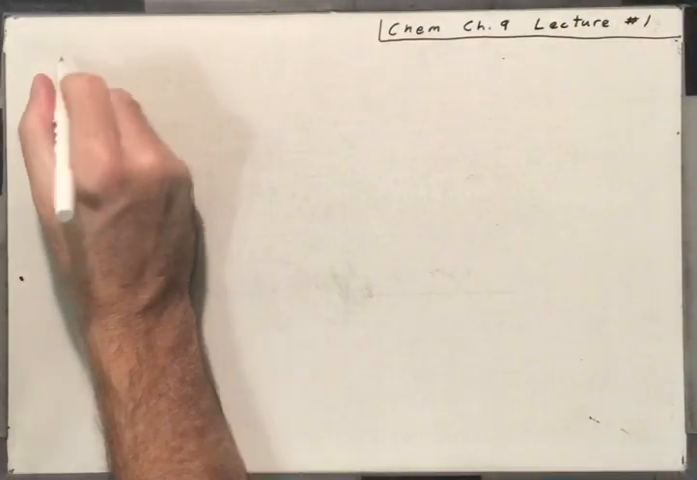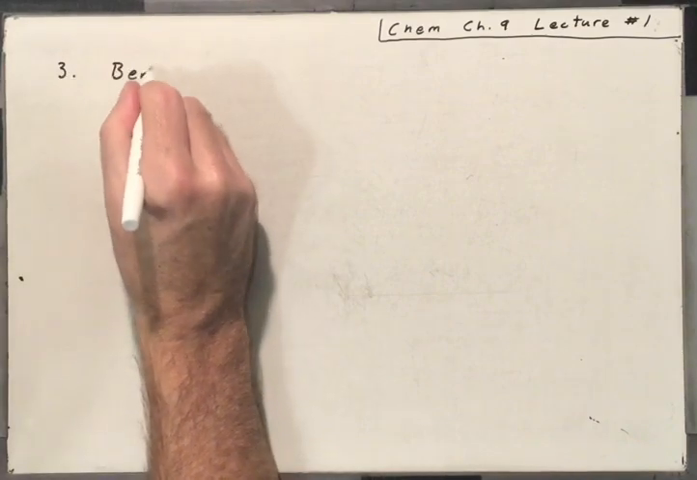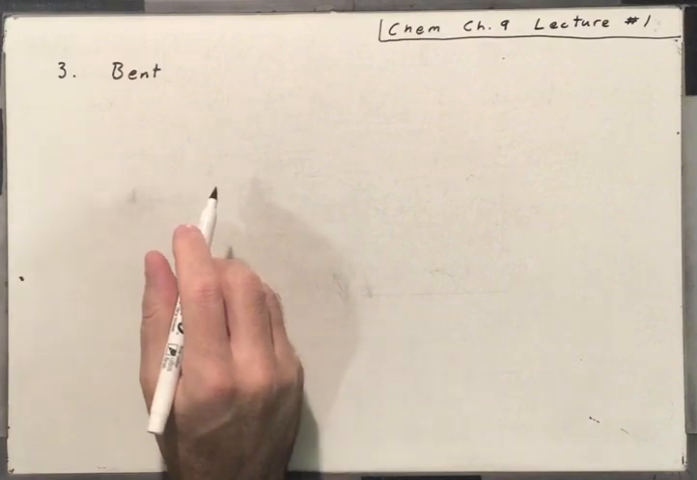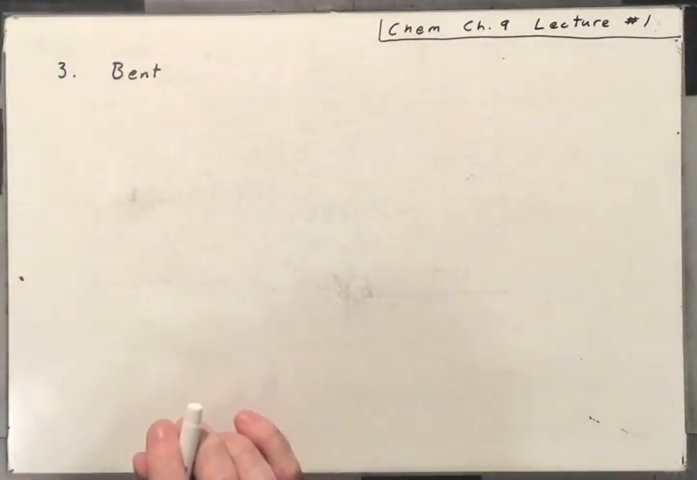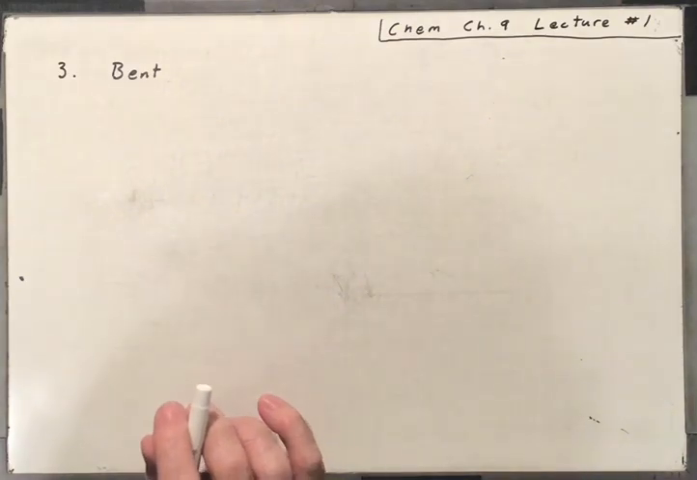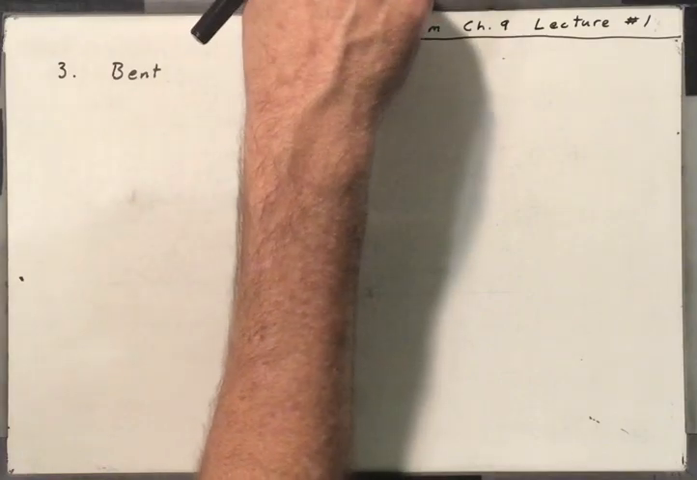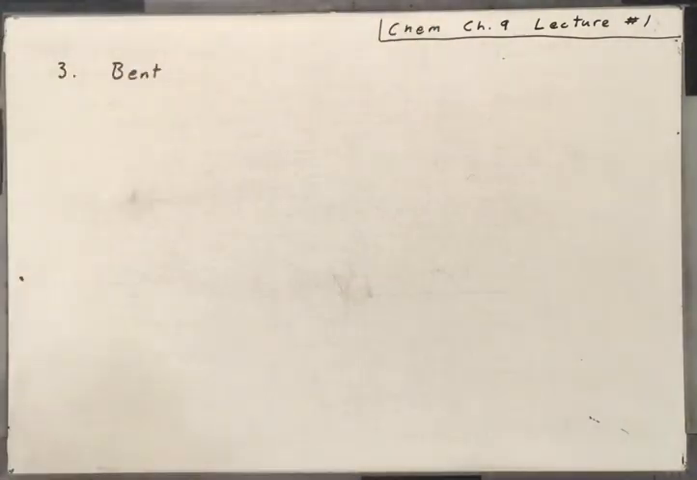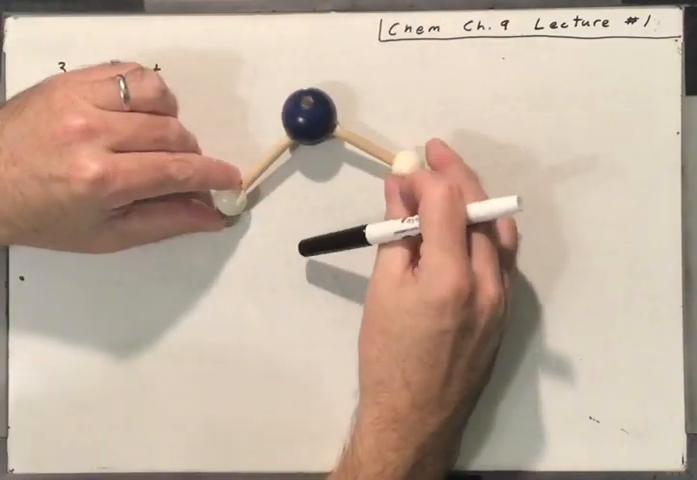We're still on page 2 in your notes. The third shape is the bent shape. Okay, you will have a bent shape. Let's see here. Well, it looks like I did not bring the bent, but I can make one real quick. All right, this is the bent shape.